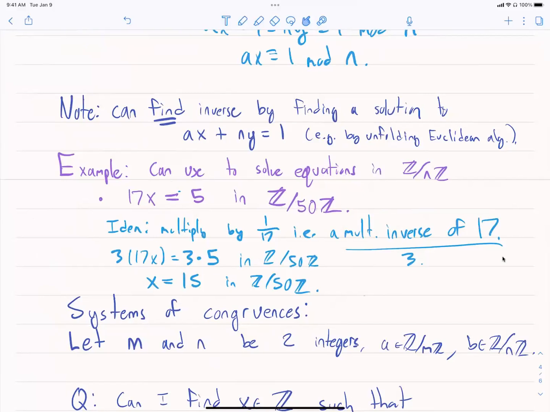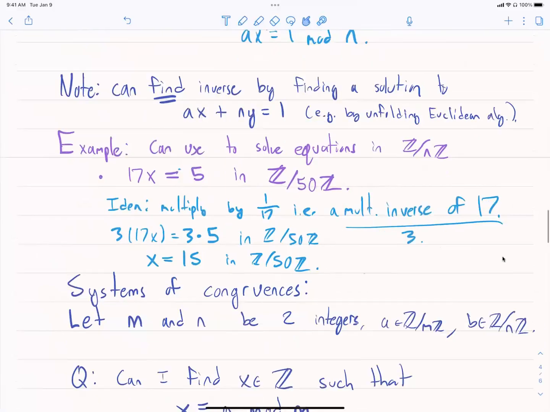Okay, great. So using inverses, you can find a solution. Here, I just happened to look at this and know that 3 was a multiplicative inverse. I just got lucky and said, okay, 3 times 17, that's 51. So 3 is the multiplicative inverse. In general, the first step in solving a problem like this would be to use this unfolding of the Euclidean algorithm to find the multiplicative inverse of 17. And then once you knew that, you'd multiply both sides of the equation to solve it. So you have a few problems on your worksheet, and one of the required problems has you work through some examples like this.